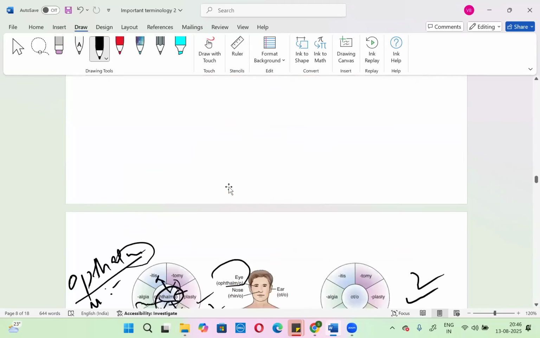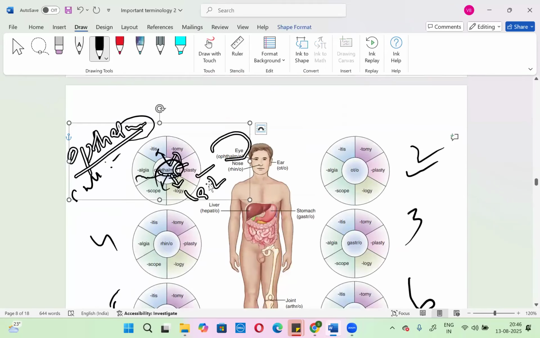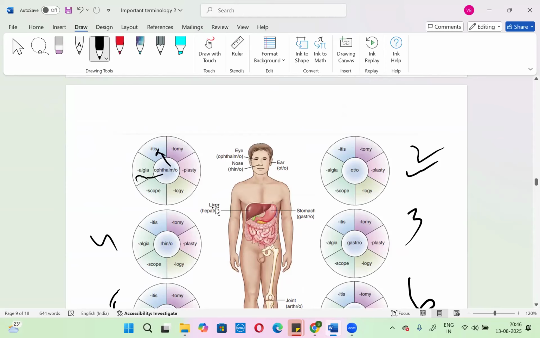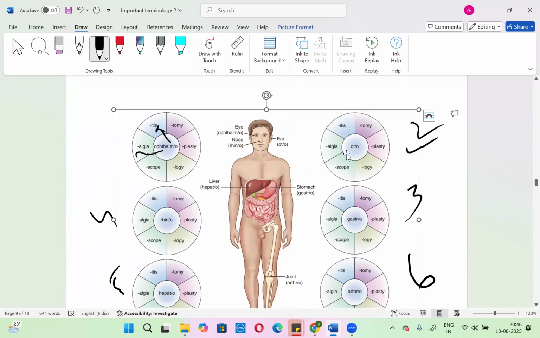Okay. Next, as I told, this is one of the activities you have to do from your end. So here we go. I discussed one thing, we also have oto. Oto meaning is ear. Now, oto plus tomy, what will it be? Otot omy, which is nothing but cutting the ear.